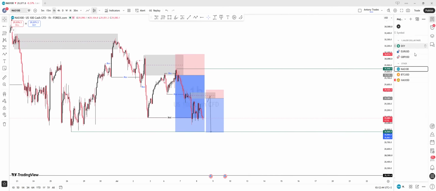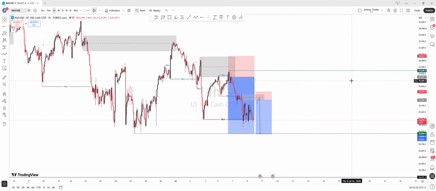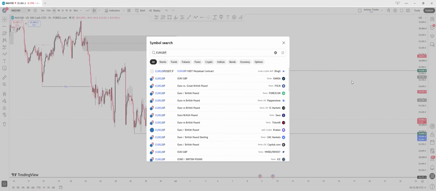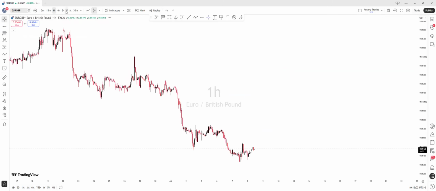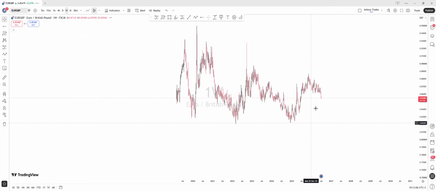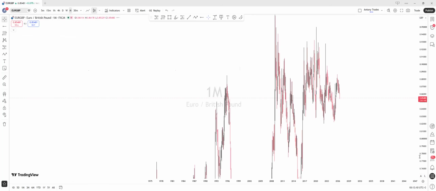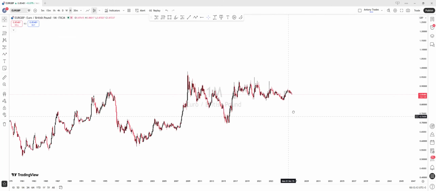Now, I have done my analysis on the pairs that I mostly trade, but because I had some requests from you guys to have analysis on different pairs, someone requested me to do analysis on EUR/GBP. So let's look at it. As always, because I've not been trading this pair, I will just look at it from the higher time frame. So looking from the monthly time frame, what are we seeing?